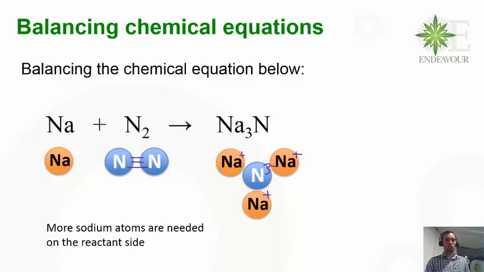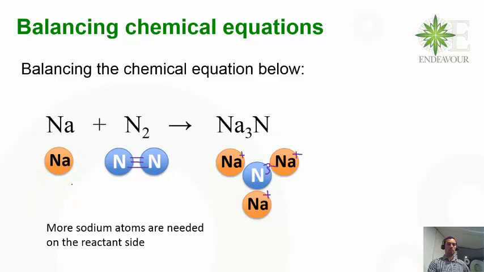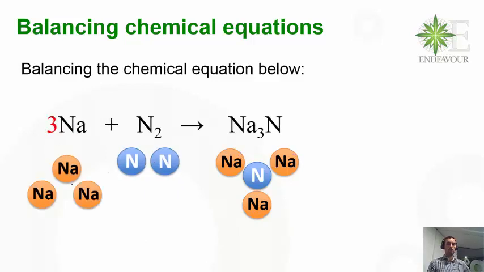balance this. So the first thing we've identified is that more sodium atoms are needed on this reactant side, because we've only got one here and there's 3 on this side here. So let's try and rectify that by putting a 3 in front of our sodium. So you can see by doing that, we've now got 3 individual sodium atoms instead of 1. So we've got 3 of those now. So we can see that the sodiums are balanced. We've got 3 sodiums here and 3 sodiums on the product side as well.